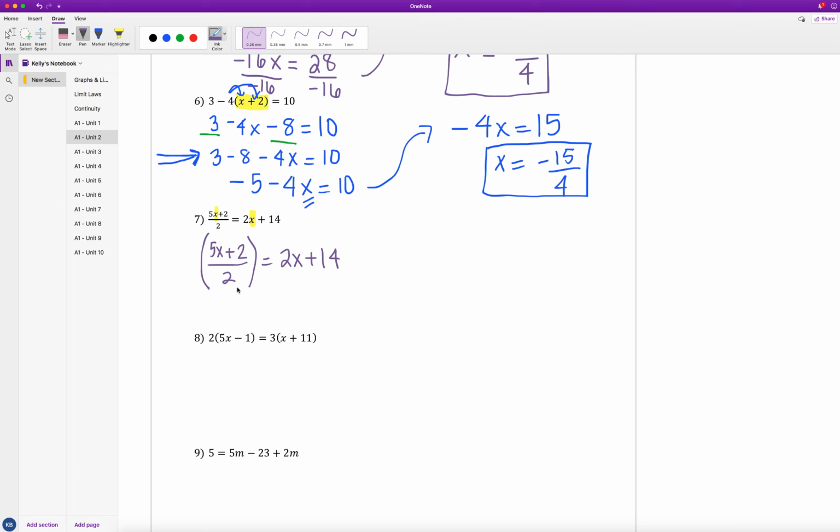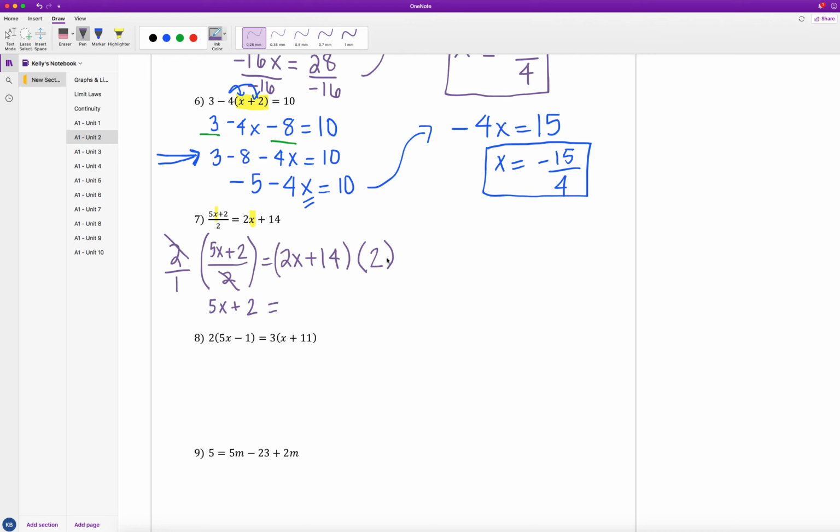I could go ahead and multiply by 2, because technically I'm multiplying by 2 over 1, and then those 2's would be able to cancel from here, which means whatever I do to the left-hand side, I also have to do to the right-hand side, so I'll multiply the right-hand side by 2 as well. On the left-hand side, because the 2's cancel, I end up with 5x plus 2.